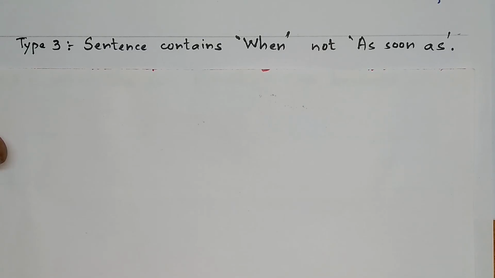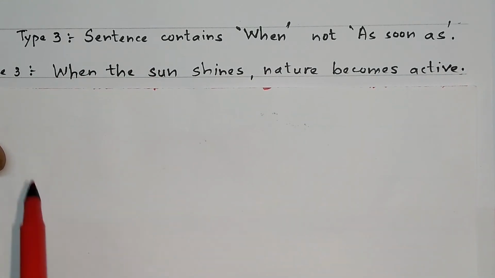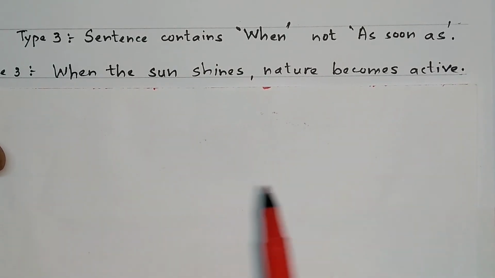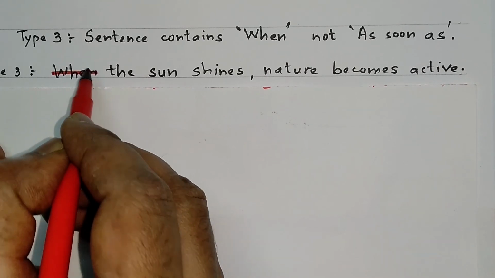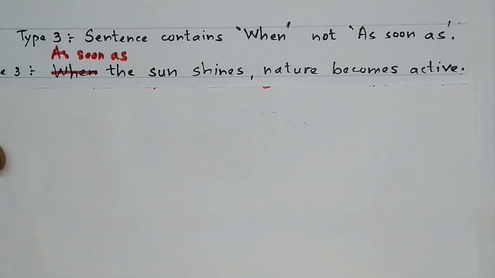Friends, now we will see the third type. That is, a sentence contains when. It does not contain as soon as. But friends, the method is the same. Let's learn through some examples. When the sun shines, nature becomes active. Actually, when should be replaced with as soon as, or we have to assume as soon as instead of when. And then the remaining part of solving the sentence is the same. We have to work out the same way as we have done.